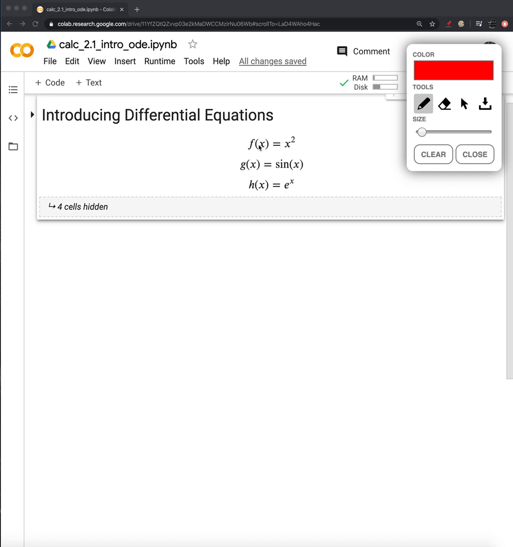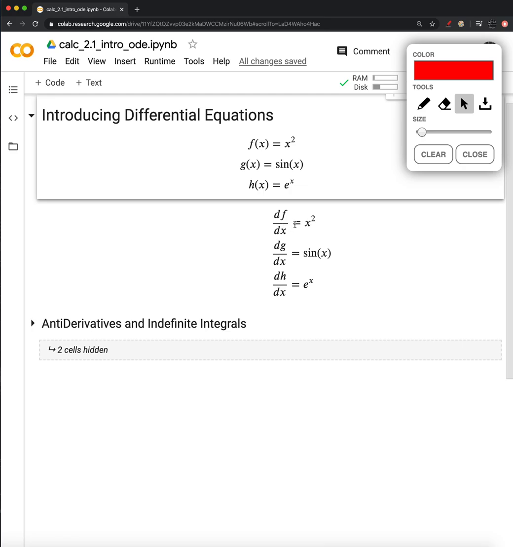Rather than being given a function and told what the relationship is, now we were looking at situations where we were given information about a derivative and asked to speak to something about the original function, the function that had that derivative. For example, maybe we were told, instead of a function being x squared or sine of x or e to the x, that a function's derivative is x squared or the sine of x or e to the x. And we started to look at that just based on inspection.